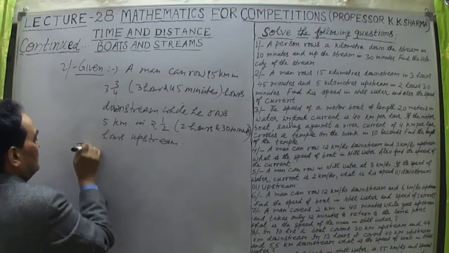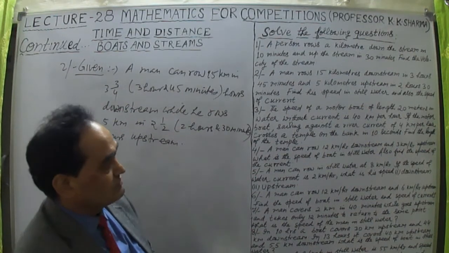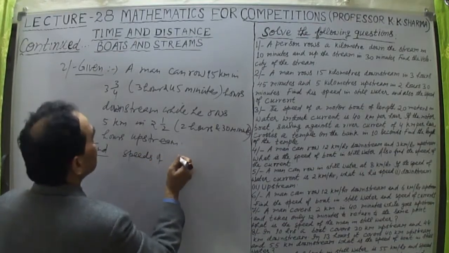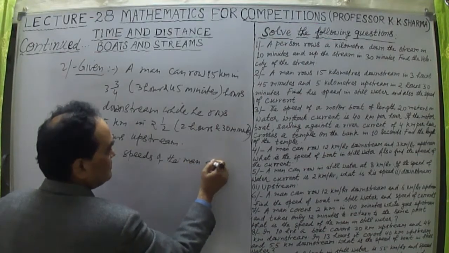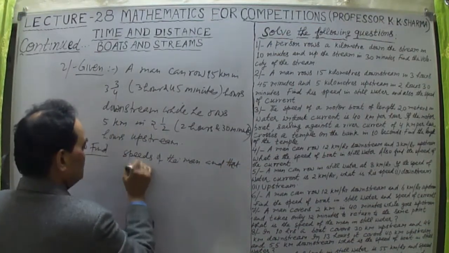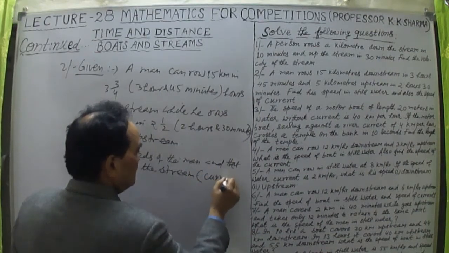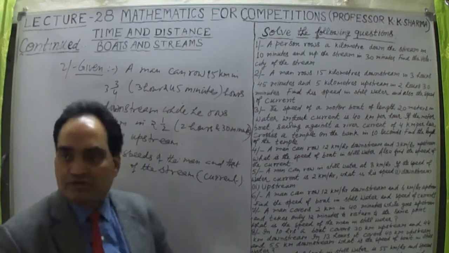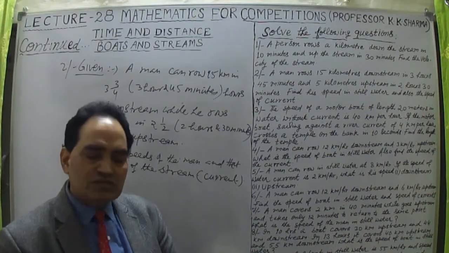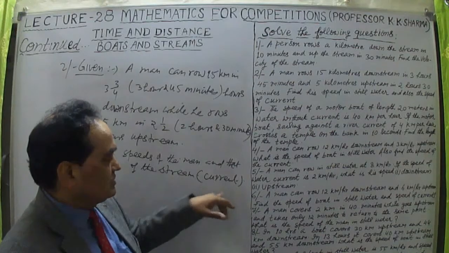Now we have to find the speed in still water, and also the speed of the current, both speeds: the speed of the man and that of the stream. Here it is given current, no problem. Current, stream, river or water body, whatever is given, that is the stream, the speed of the stream, the speed of the current.